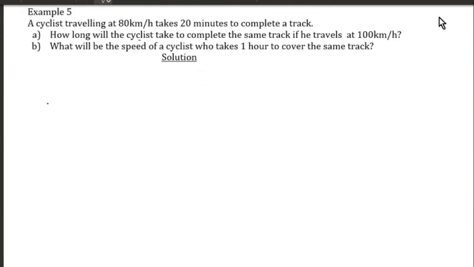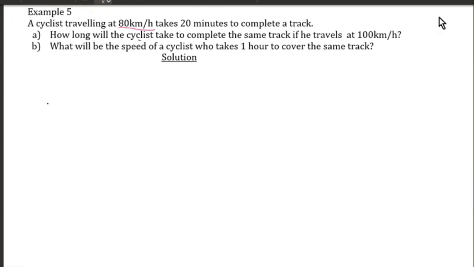A cyclist traveling at 80 kilometers per hour takes 20 minutes to complete a track. A. How long will the cyclist take to complete the same track if he travels at 100 kilometers per hour? And B. What will be the speed of a cyclist who takes 1 hour to cover the same track? So just as I said earlier on, when we are dealing with speed, kilometers per hour, and time, it is an example of indirect proportion.